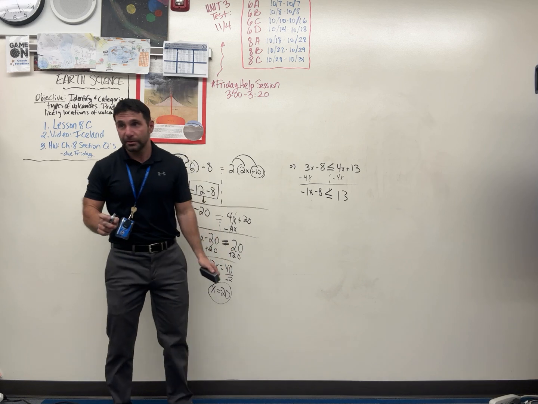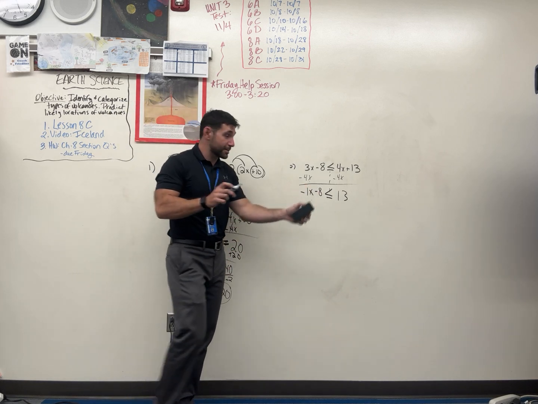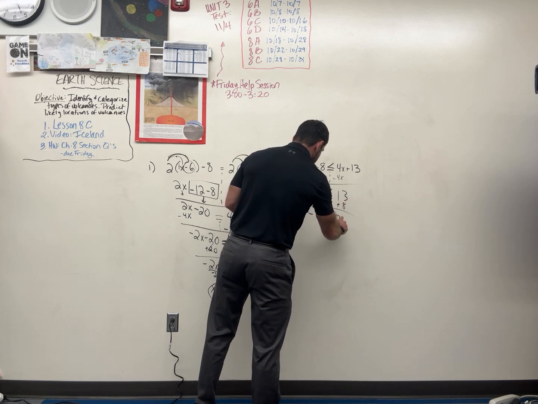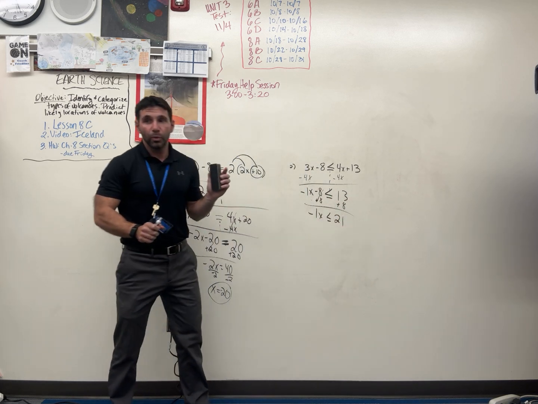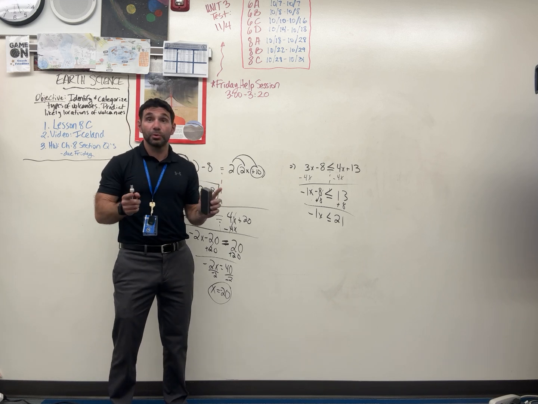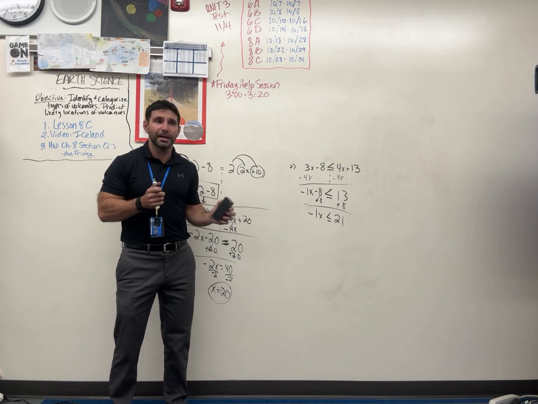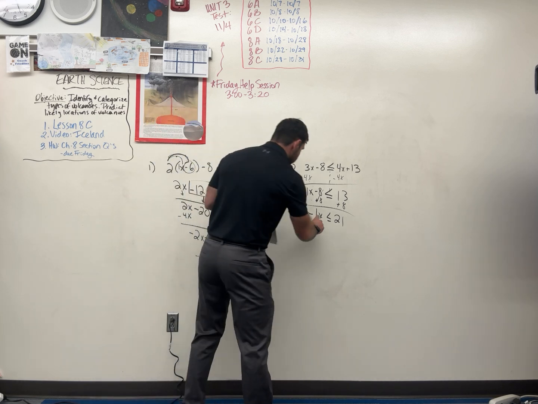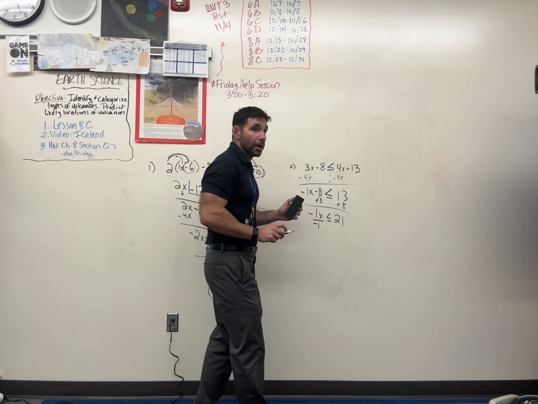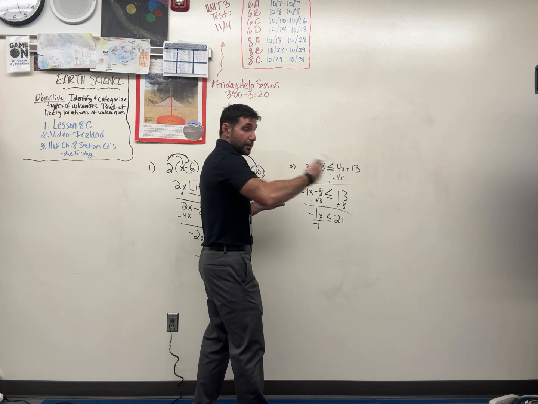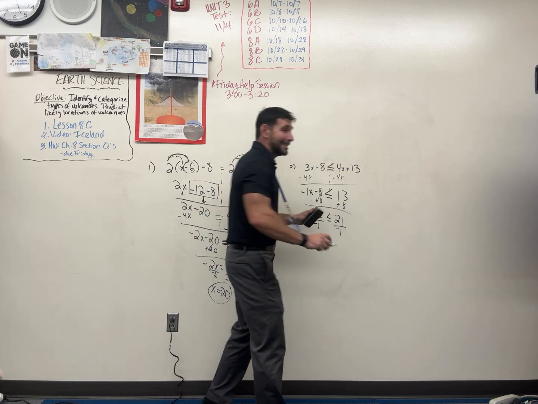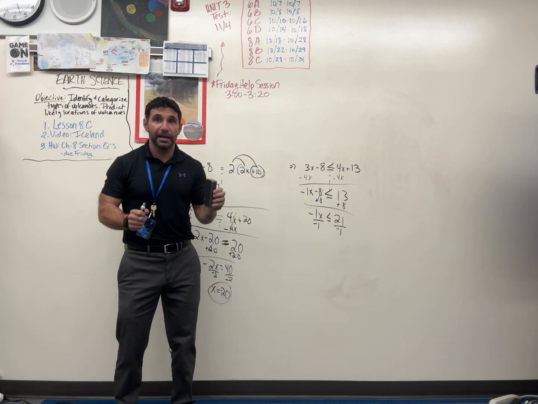Everybody still with me? Combine constants. Add 8 on both sides. That gives me negative 1x is less than or equal to 21. What do I do as my last step? And this is important. I need everybody to be able to say this. What's my last step? You divide. Divide what? Negative 1. By where? On both sides, right? So I'm dividing by a negative 1 on both sides.